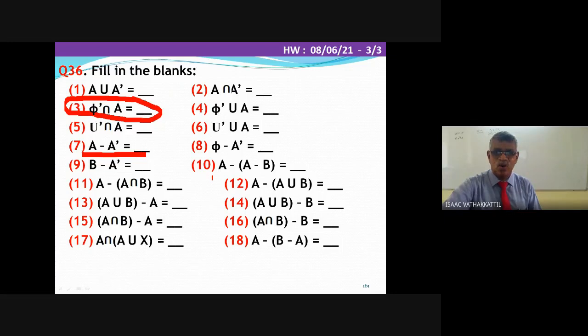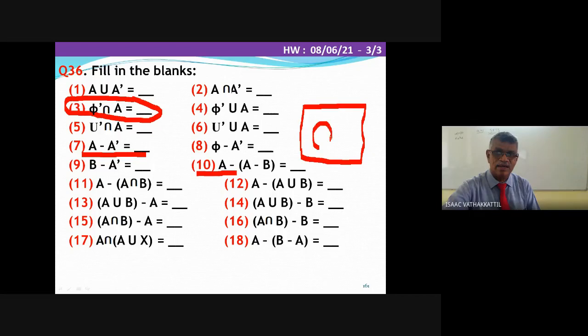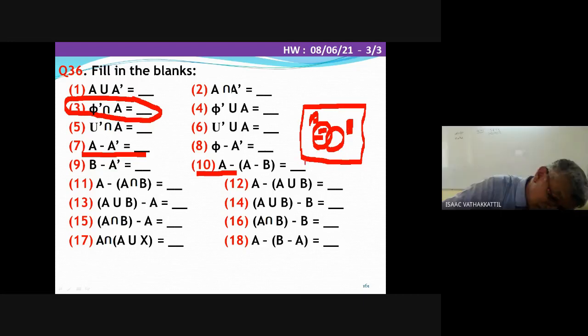Can you tell me now, what is the 10th one? What is A minus (A minus B)? Look at the diagram, it will be comfortable. This is A. This is B. This is A minus B. From A, remove A minus B. What do you get? A intersection B. Correct. A minus (A minus B) is A intersection B.